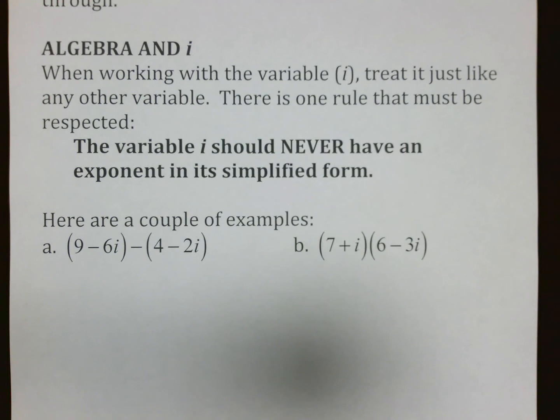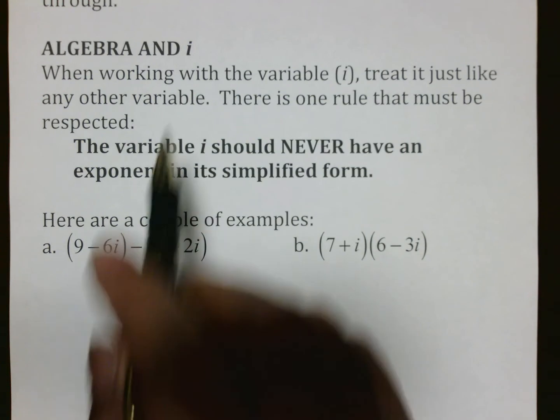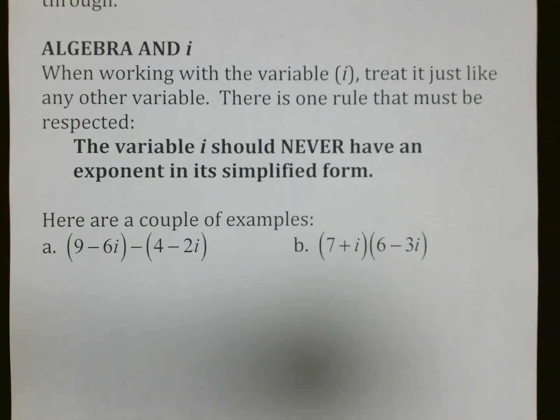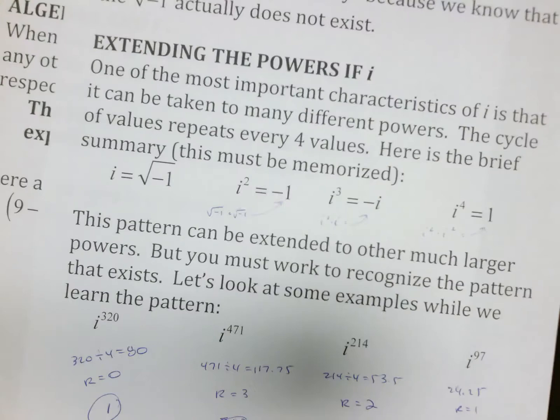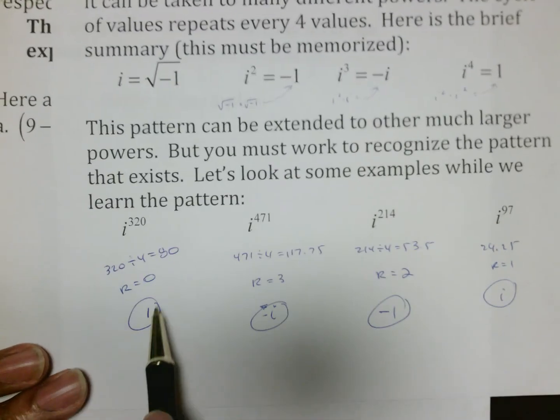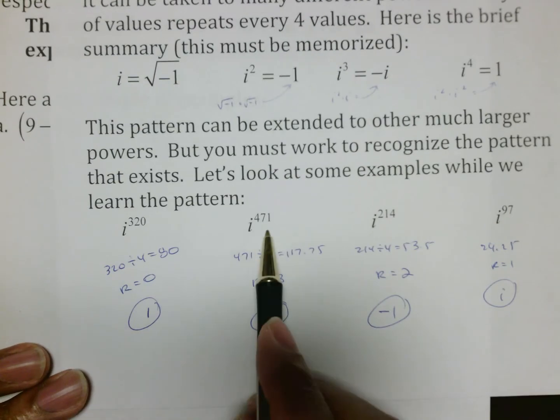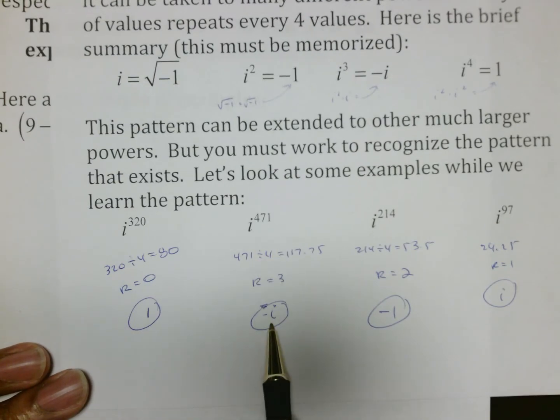Algebra and i. That is not a statement about algebra and me, but I'm saying algebra with i. When working with the variable i, we just treat it like any other variable in algebra. There is one rule that must be respected at all times, and it's that i should never have an exponent. Look back at what we had here. Even i to the 320th turned into a number. i to the 471st turned into a version of i, which is negative.